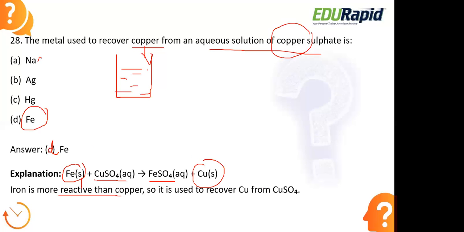So, got it? Iron is more reactive, which will remove the copper from the solution. It is a displacement reaction that we can observe here. It will displace the place of this copper and combine with sulfate to form ferrous sulfate.